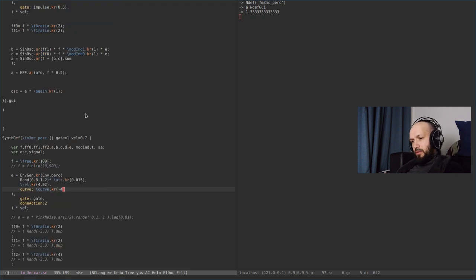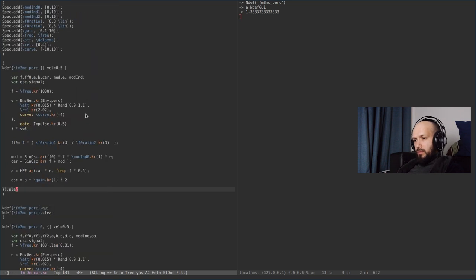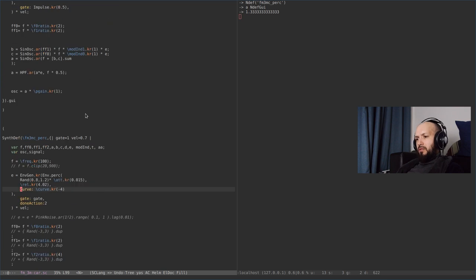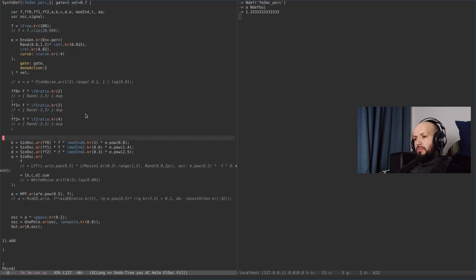Let's take a look at this example. Here we have three modulator signals that control the frequency of one carrier. As with the previous example, we have their modulation indices as separate parameters.